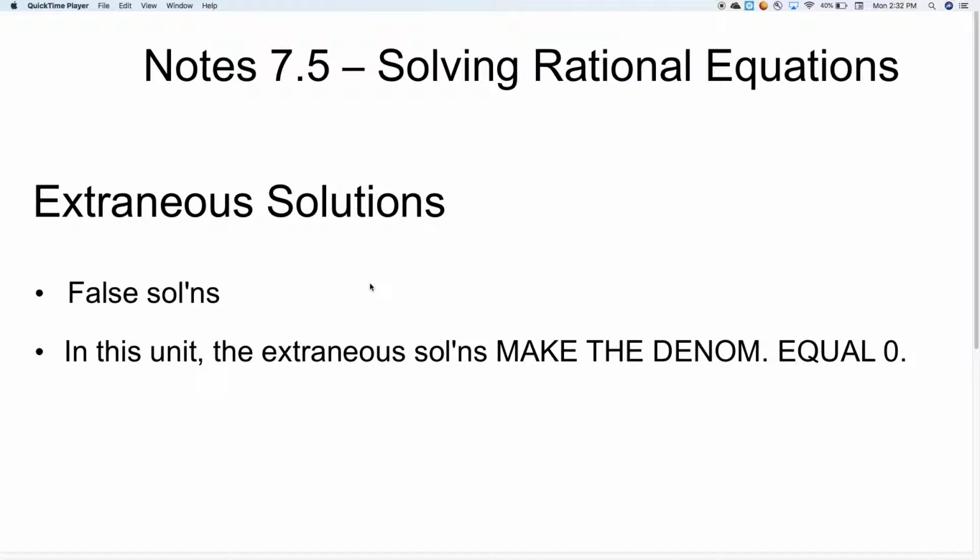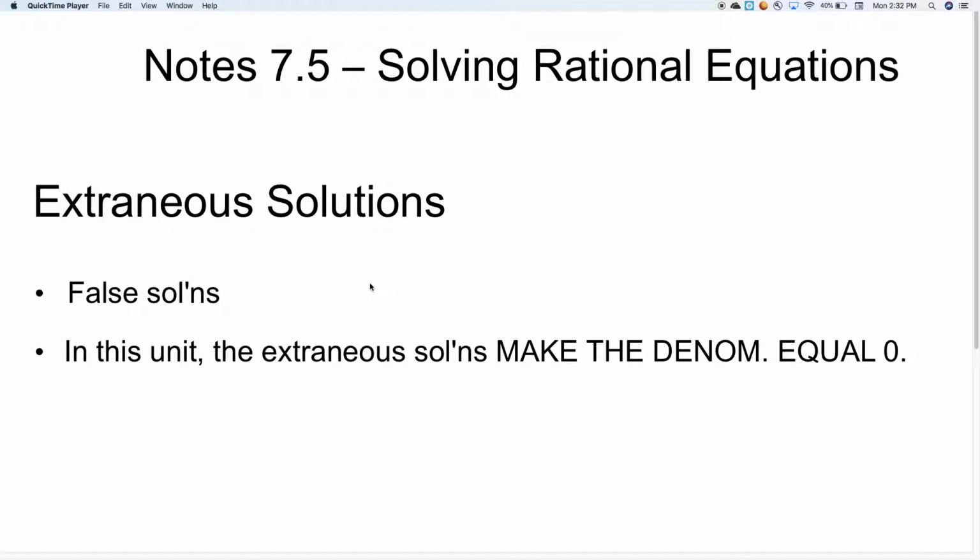Remember, extraneous does not mean wrong. It means false. You did all the work right. The x is correct by algebra, but when you plug it back in, it doesn't work. In this chapter, that's because we have a fraction. If you plug it back into the fraction, it makes the denominator equal to 0. You have something undefined, and that's not an answer. So we say that would be extraneous, no solution. If there are other solutions that work, you could have those other solutions. But if your only answer doesn't work, then you have no solution.